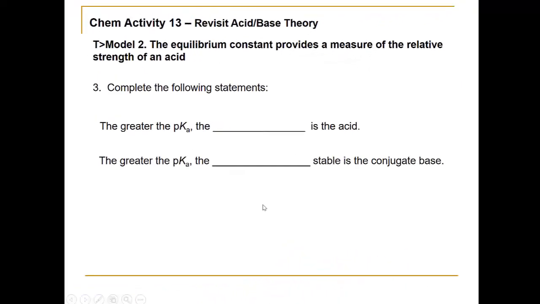So I ask you to complete the following statements. As we were alluding to, the greater the pKa, the weaker is the acid. So if you have a pKa on the order of 20, 30, 40, 50, you're going to get a really weak acid. And again, the greater the pKa would mean the less stable is the conjugate base. If you have a weaker acid, to some degree the conjugate base will be formed, but that conjugate base would be highly reactive, and the reverse reaction, in a sense, would be favored, and we'd form the acid again.